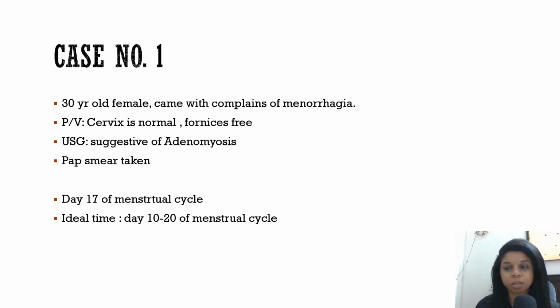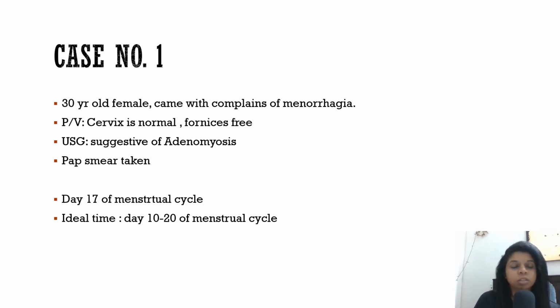We will discuss it one by one. So first case, it's about a 30-year-old female who came with complaints of menorrhagia, this increased menstrual bleeding. And then in per vaginal examination, her cervix was normal and her fornices are free. And in the ultrasonography, it was suggestive of adenomyosis. Pap smear was taken and it is day 17 of menstrual cycle. So the patient is having menorrhagia and that is mostly because of adenomyosis, I guess.